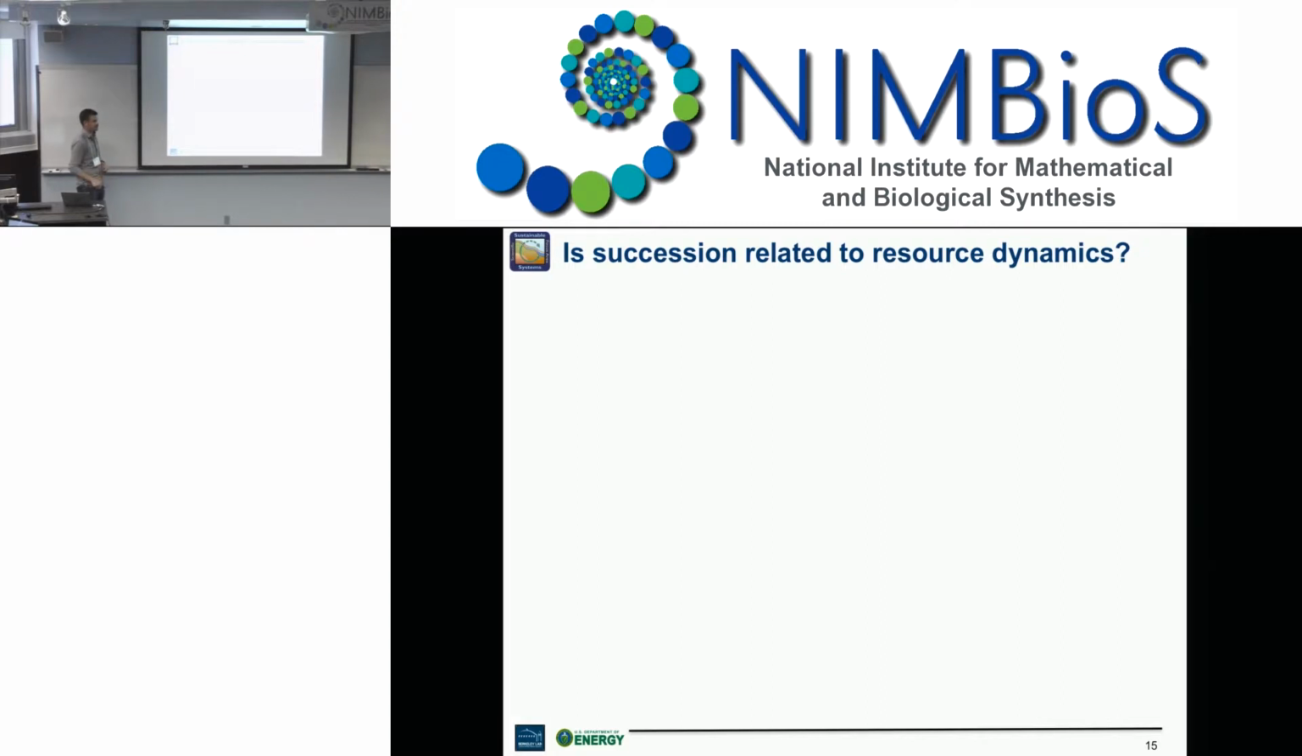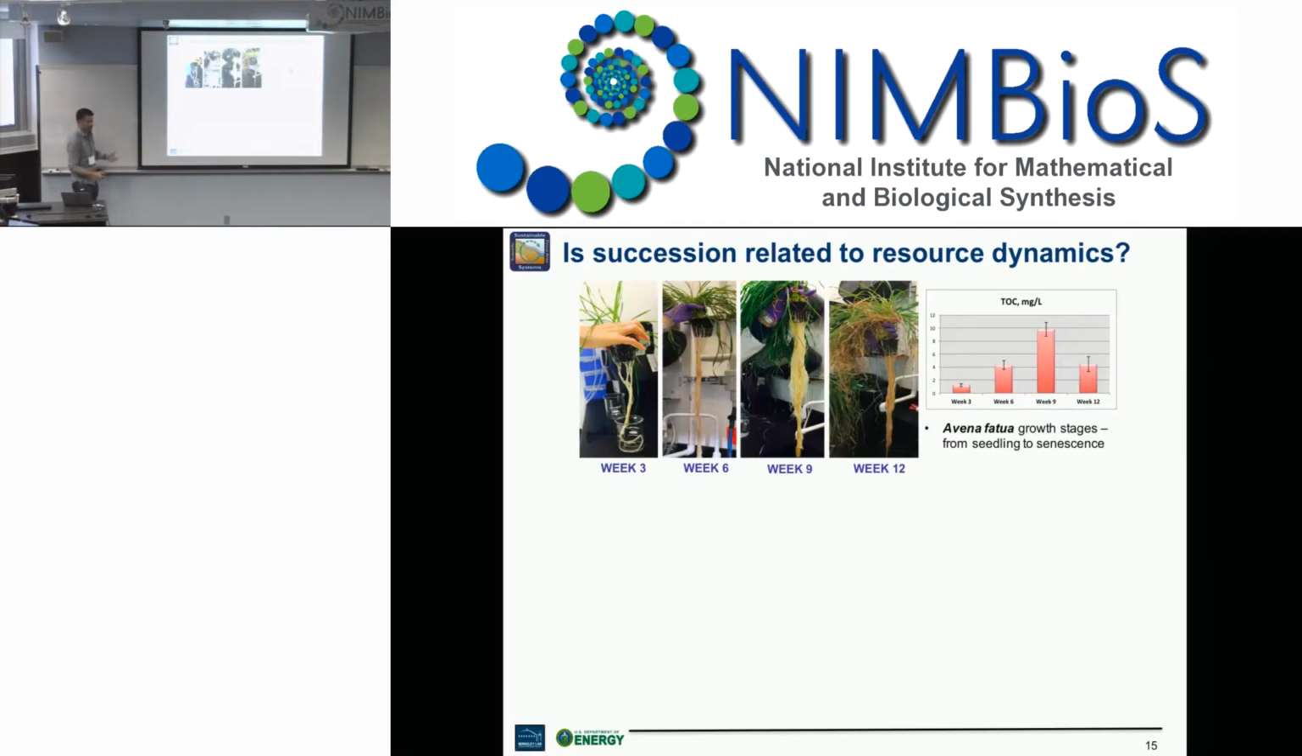Is succession related to resource dynamics? Well, one thing you can do then is look at the resource dynamics in the rhizosphere. Here is total organic carbon. This is Avena grown hydroponically. So here we're looking at just programmed processes in plants. There is a nutrient limitation similar to what we would expect in the field here in terms of lower nitrogen, but other than that, it's in hydroponics. And we see an increase in total organic carbon released that peaks around about 9 weeks during plant growth.